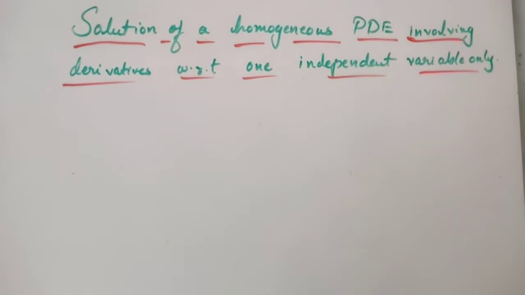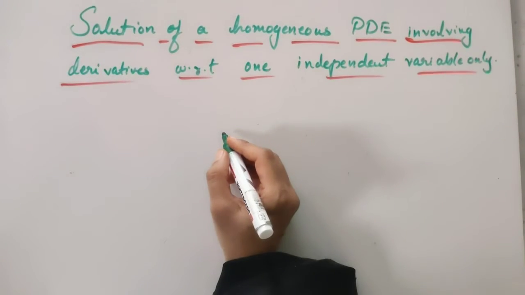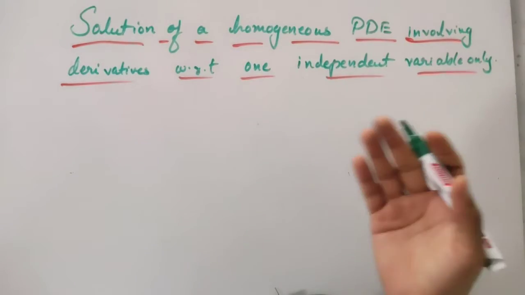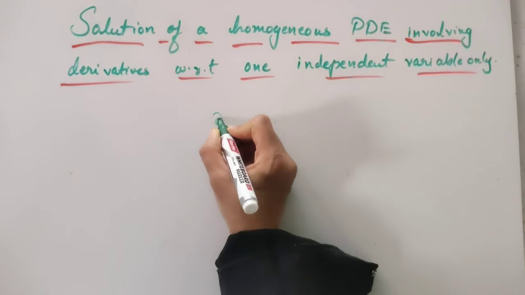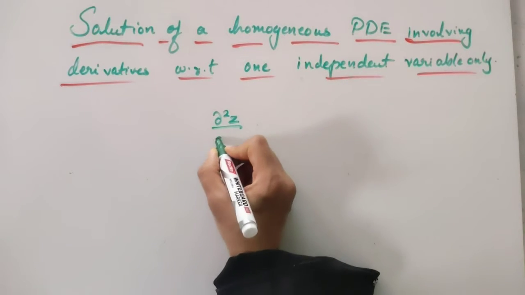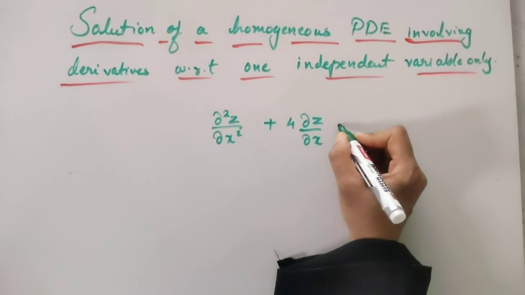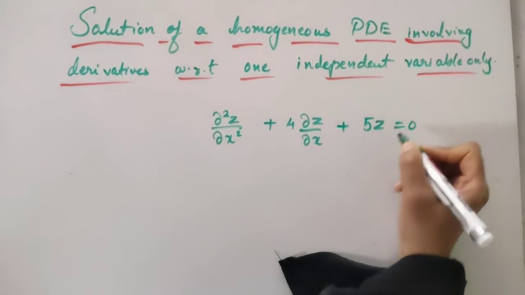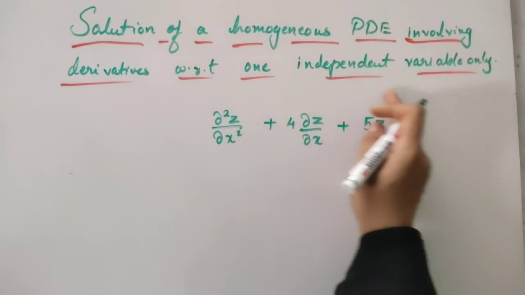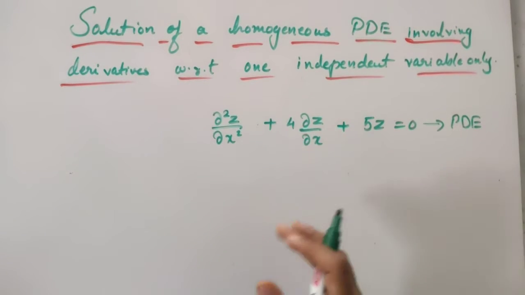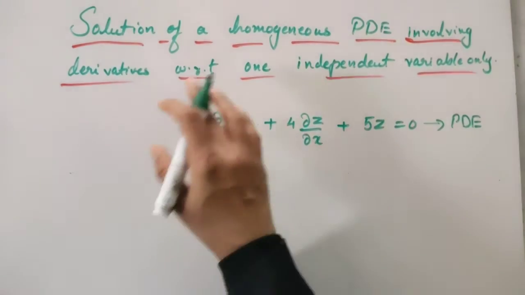So for example, I'll just write a partial differential equation with derivatives involving one independent variable. Let's consider this equation: ∂²z/∂x² + 4 ∂z/∂x + 5z = 0. This is a PDE only, and it is homogeneous and it is involving the derivatives with respect to only one variable. Yes or no? Therefore, this is homogeneous and all the conditions are satisfied.